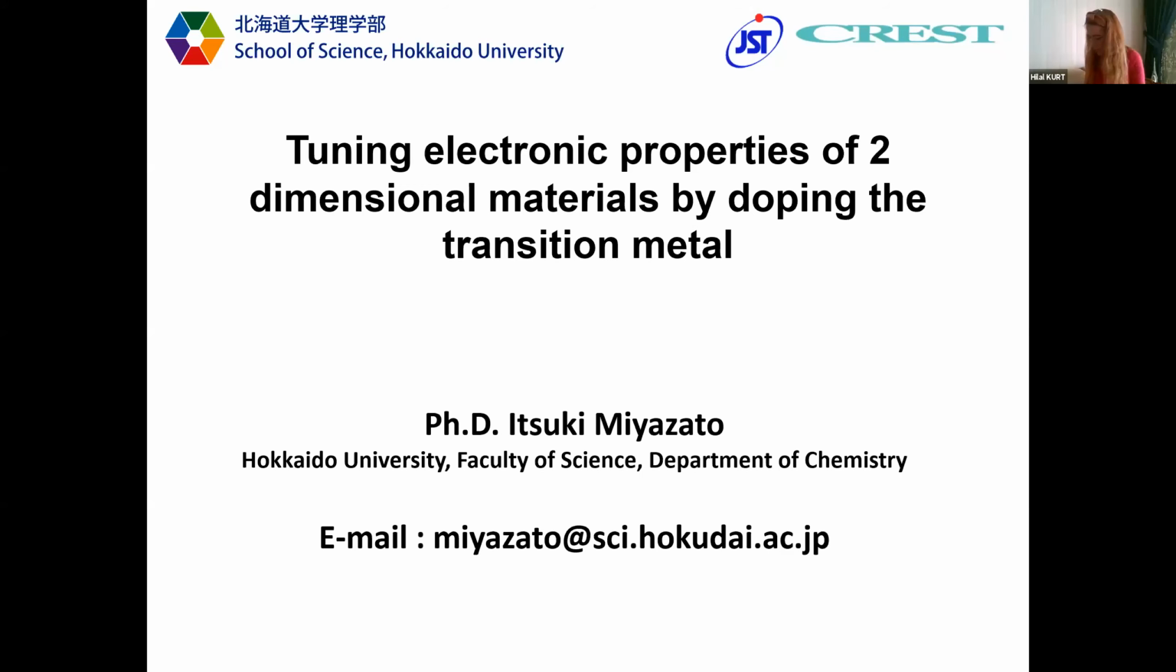The third invited talk belongs to Itsuki Miyazato. Itsuki Miyazato is from Hokkaido University in Japan. I will give a short biography. Itsuki Miyazato is an assistant professor at the Department of Chemistry at Hokkaido University in Japan. His research interests are focused on the integration of both theoretical and experimental material data via data science in order to design novel materials. His talk is about tuning electronic properties of two-dimensional materials by doping transition metals.